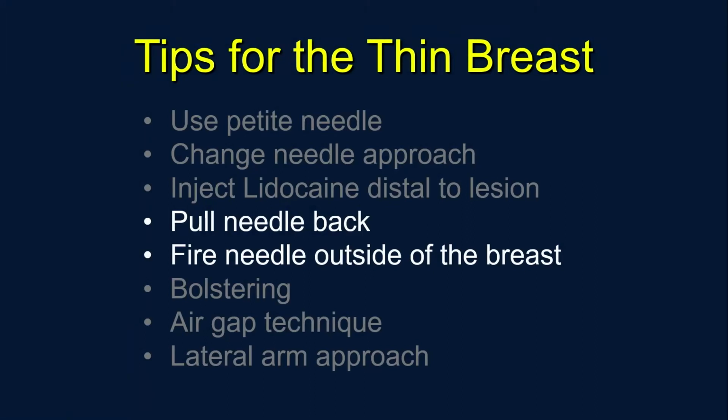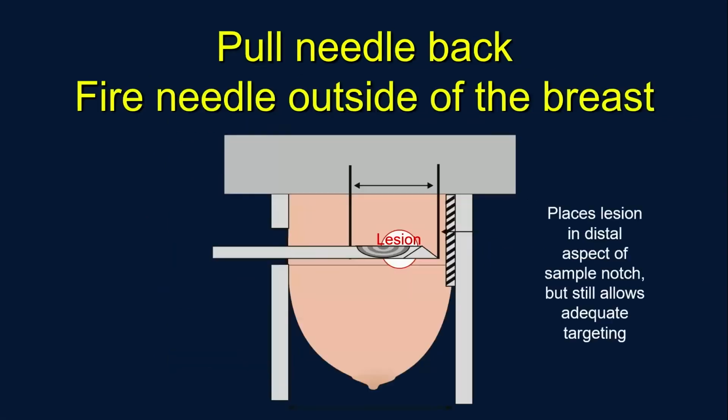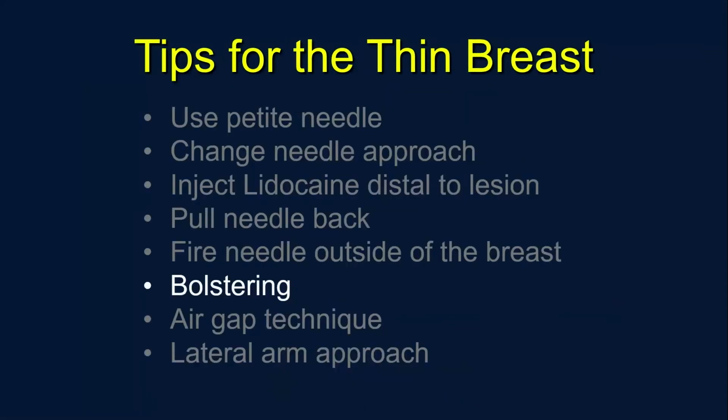Or you can pull the needle back before you fire it within the breast. Or better yet, you can fire the needle outside of the breast, then manually place the needle into the breast. Either of these methods places the target in the distal end of the cutting chamber while still allowing adequate sampling. And here you can see the needle doesn't hit the backside of the breast.